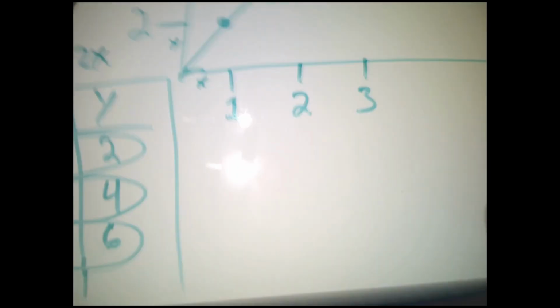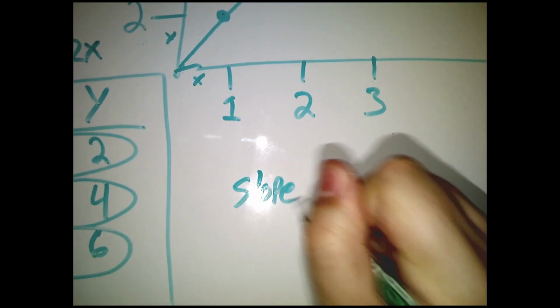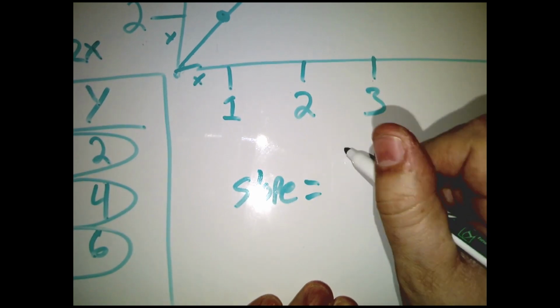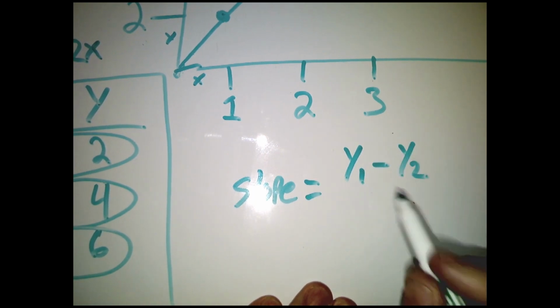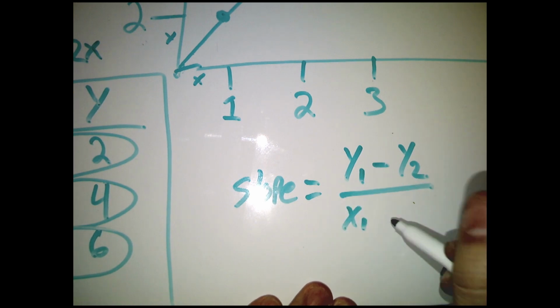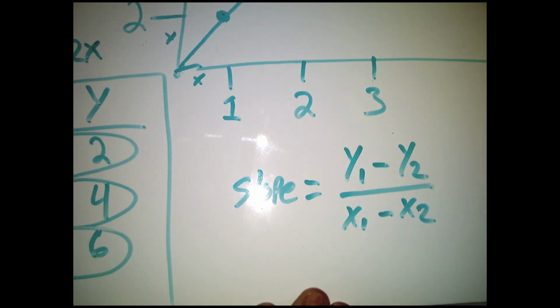So here's how we do this. There is a formula to find the slope, and it looks like this. Slope equals y1 minus y2 divided by x1 minus x2. Let's dive into this a little bit more.